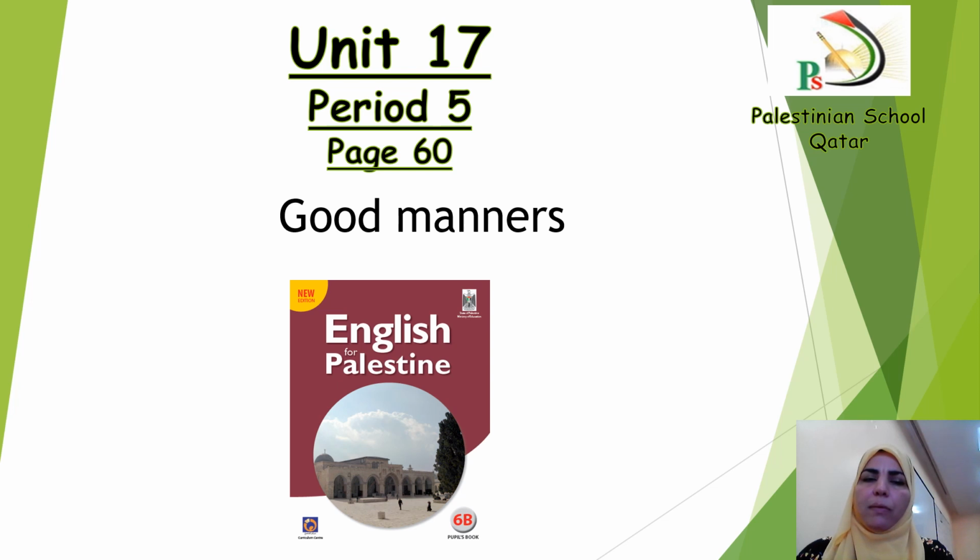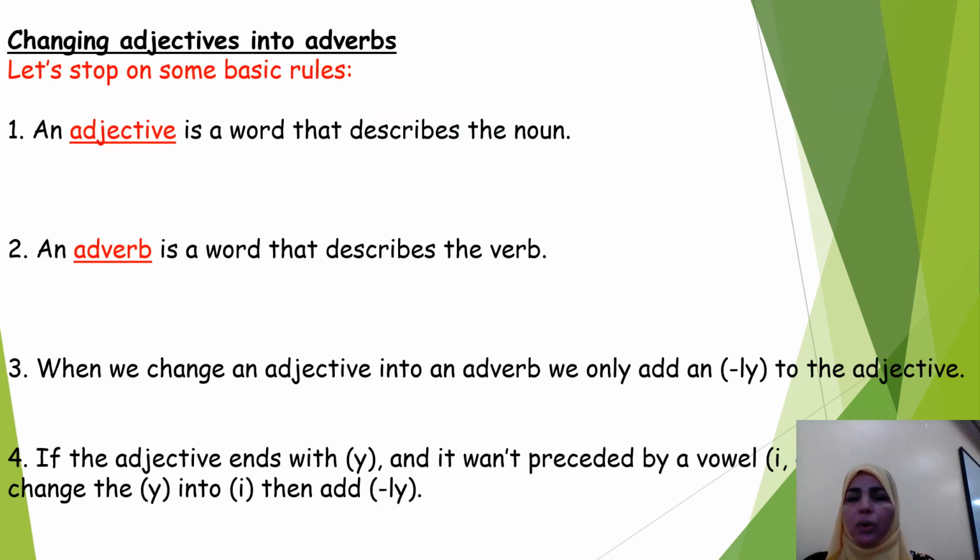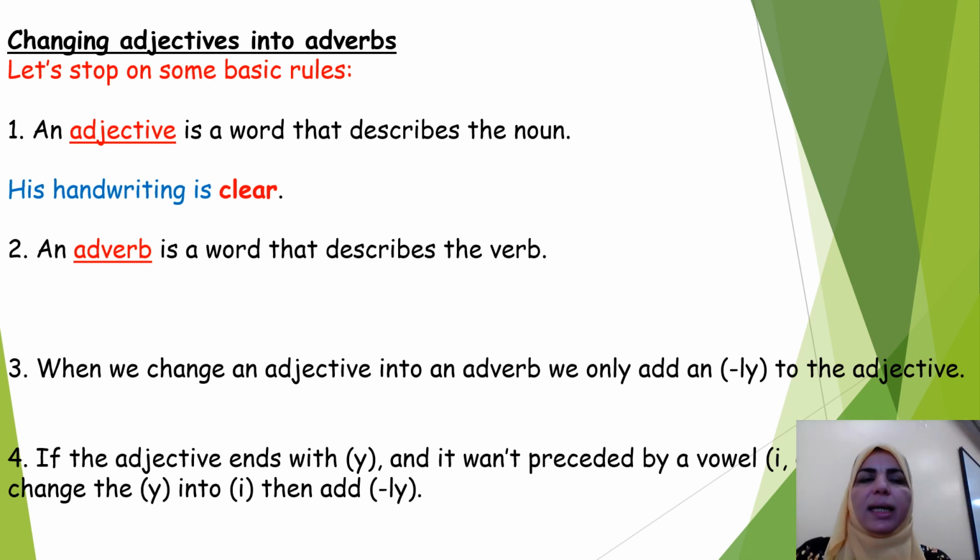Okay, my lovely students, before I explain the lesson, let's stop on some basic rules. The first rule: an adjective is a word that describes the noun. For example, his handwriting is clear. Here, clear is an adjective. What does it describe? The handwriting, which is a noun. So clear describes the noun.